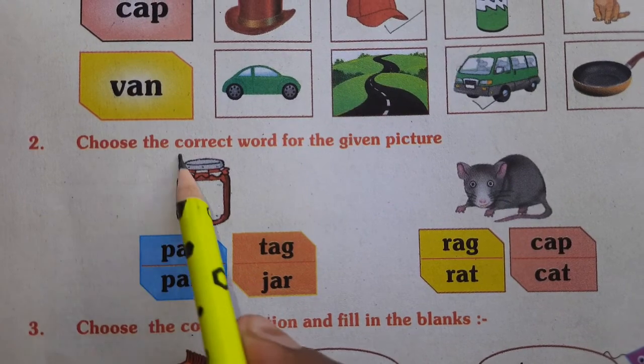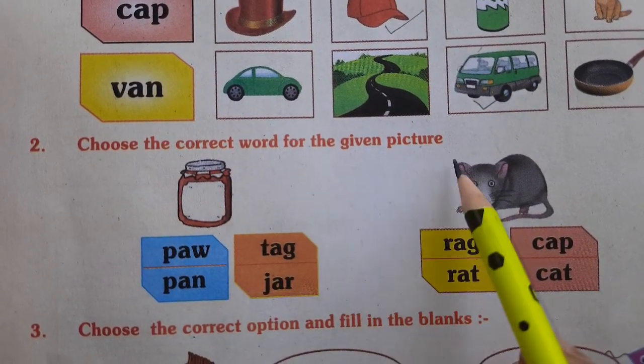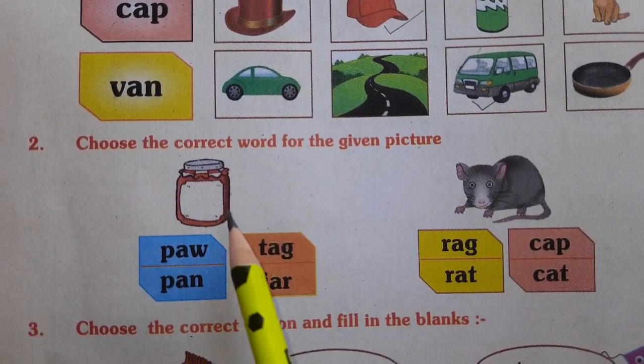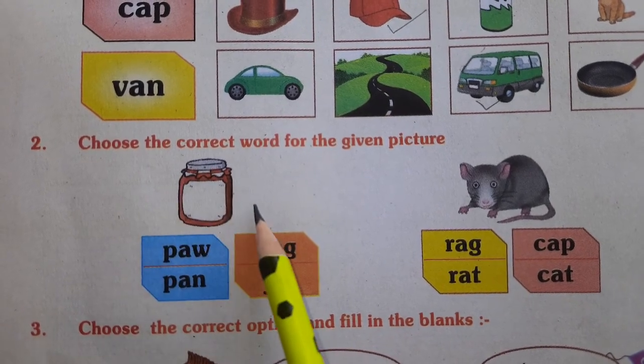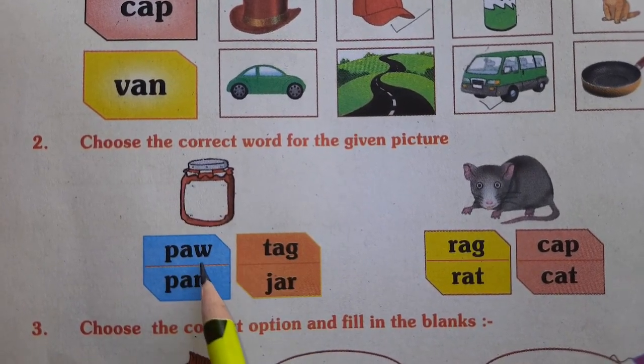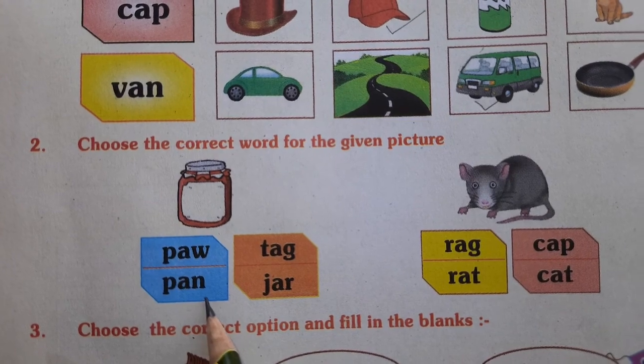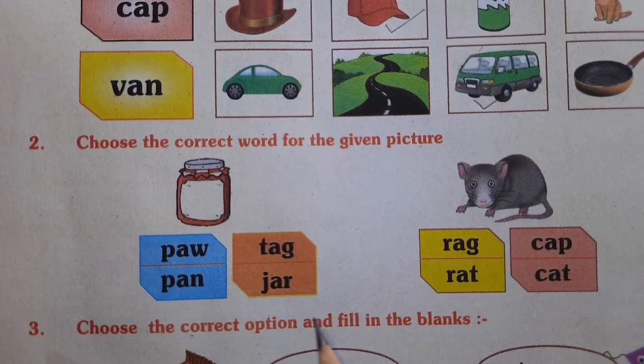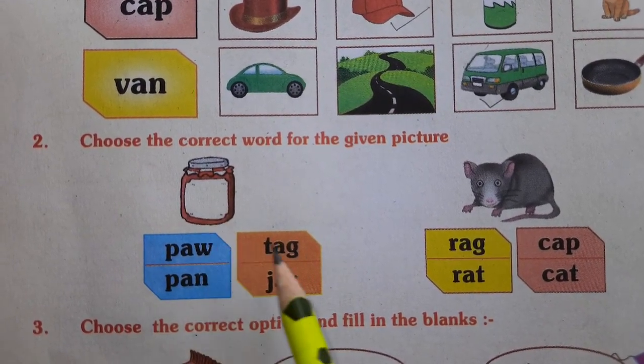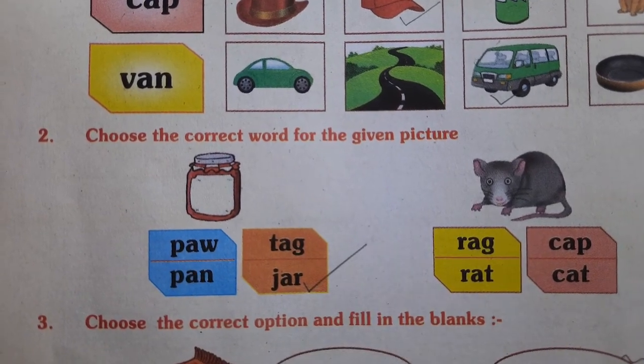Second one is choose the correct word for the given picture. So this is a picture of a jar, and these are some words: pan, tag, jar. So for the jar, jar is the correct answer.